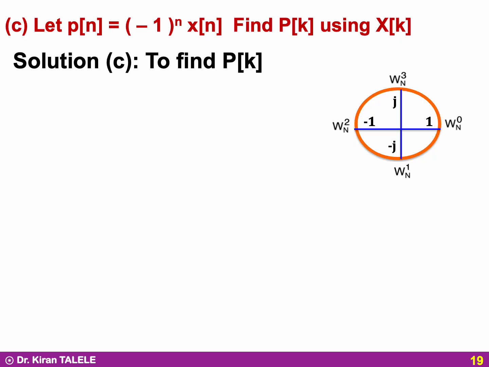P of n equal to minus 1 raised to n times x of n, and we have to find P of k using X of k. To find P of k using X of k, we have to write p of n in terms of x of n, which is ready-made given here.